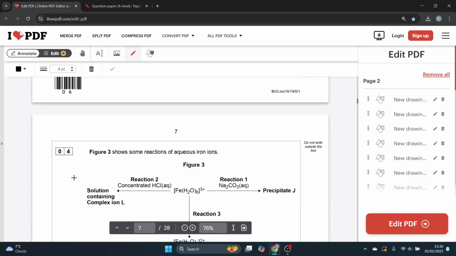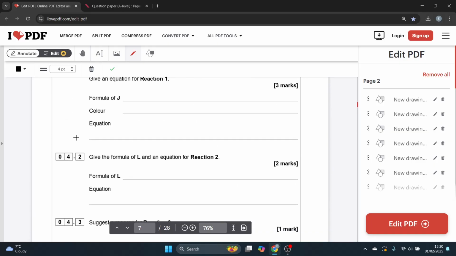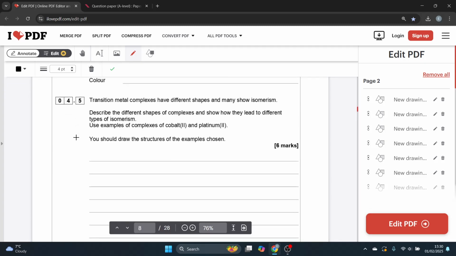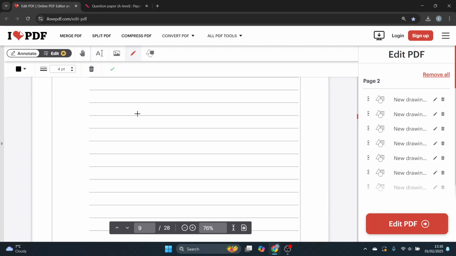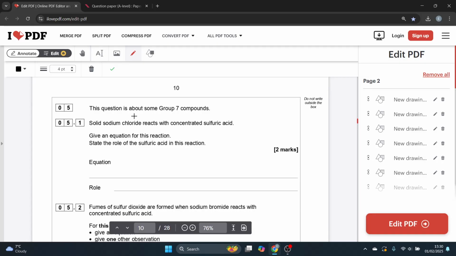Question 4. I can't go through this. I haven't gone through aqueous and complex ions and all that. Yeah, transition metal complex, I haven't gone through that. Question 5. Yes, I can do this.